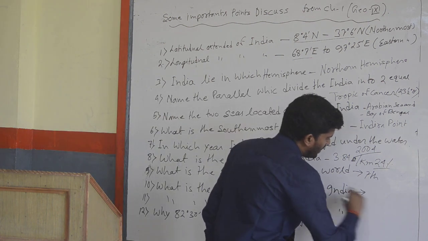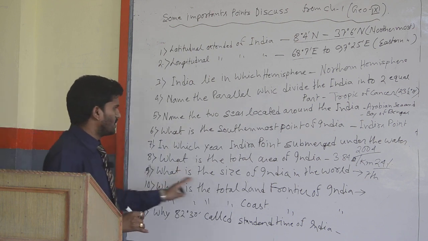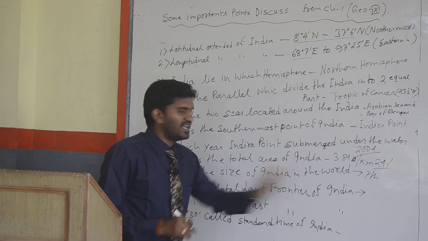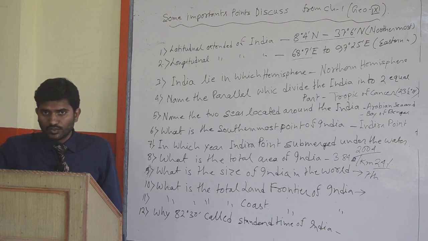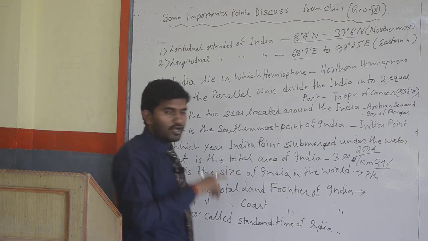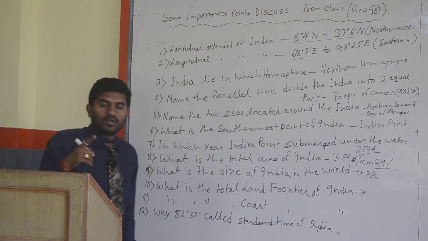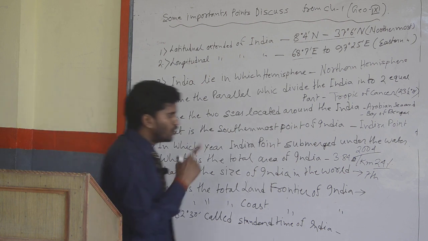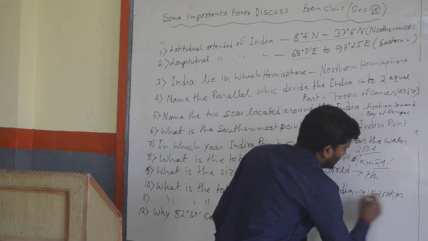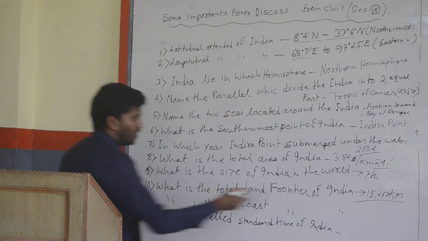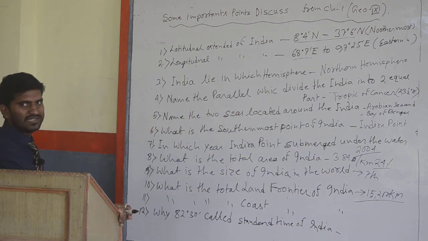What is the total land frontier of India? The total land frontier of India, including all international boundary except coastal land, that is called land frontier. Land frontier of India from Gujarat to Bay of Bengal. Including the Indian territories also, 15,200 kilometers is the total land frontier of India. These are very important points for the coming examinations.